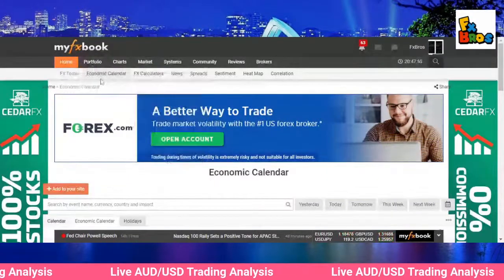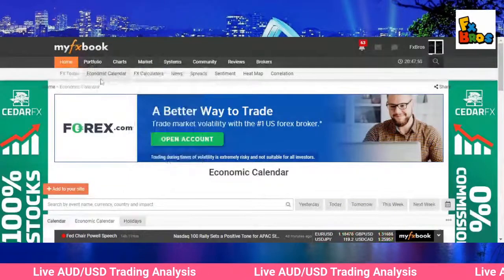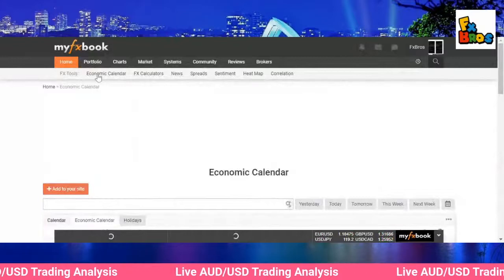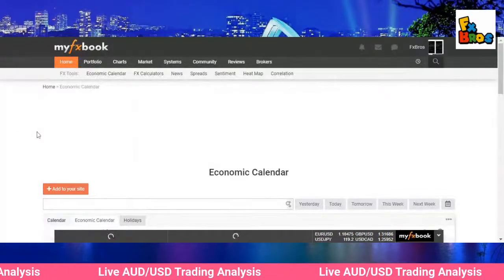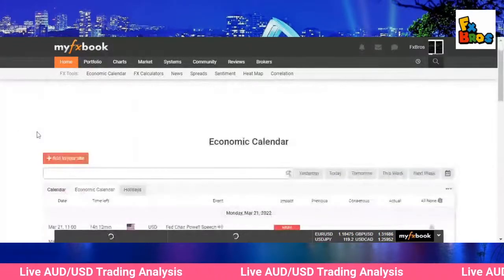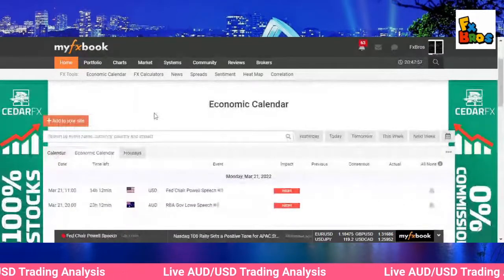But it's dope. But anyway, we use FX book mostly for the calendar, the economic calendar. And right now, we're about to see what the news is going to look like for this week.